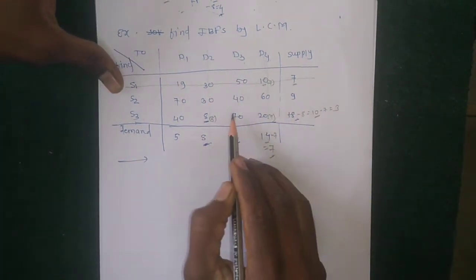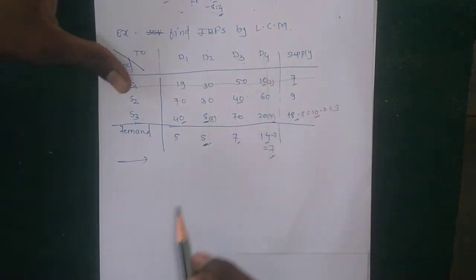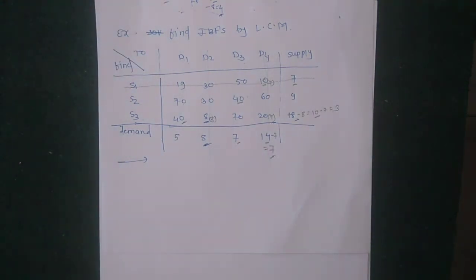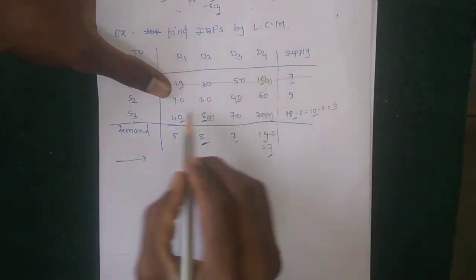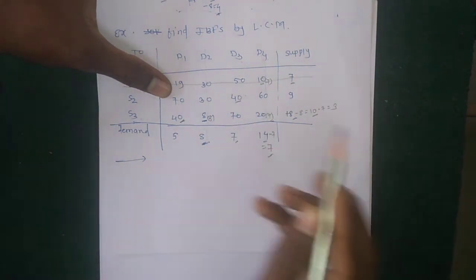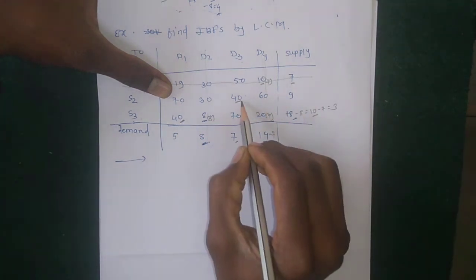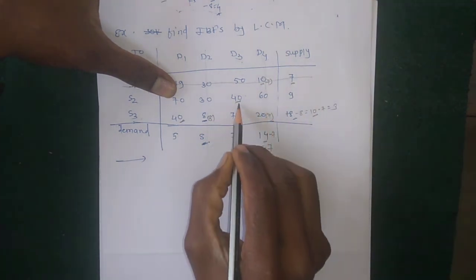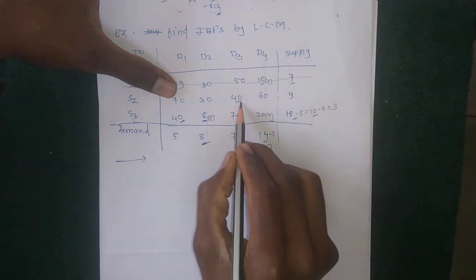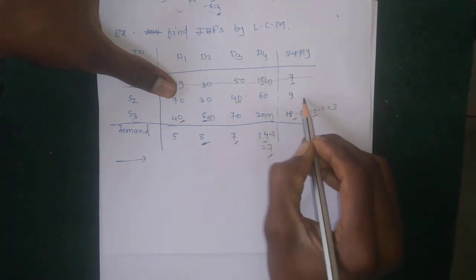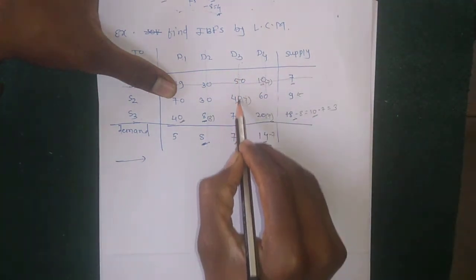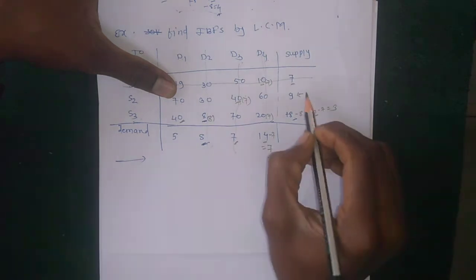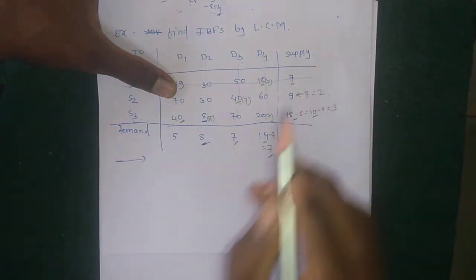So deleting D4, remaining only S2, S3 rows and D1 and D3 columns. Okay, then select the minimum here. 50 and 40 are the two smallest elements here. So select any one of these. If we select this 40, then 40 has demand 7 and supply 9, so take the value 7. Okay, and remove this column. Okay, and 9 minus 7 is equal to remaining only 2.